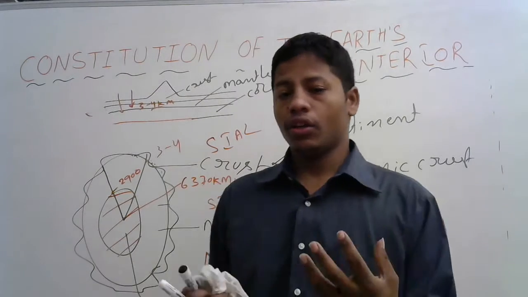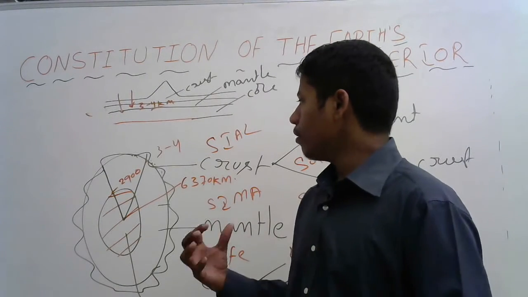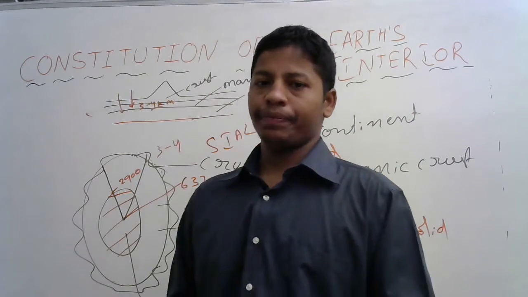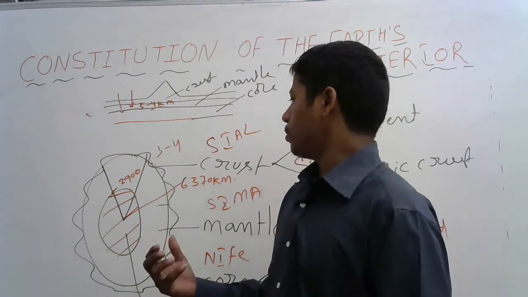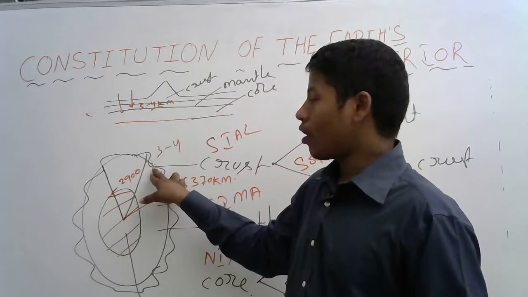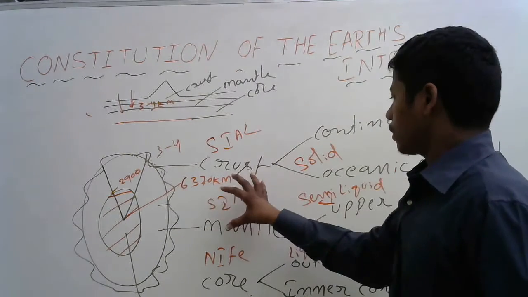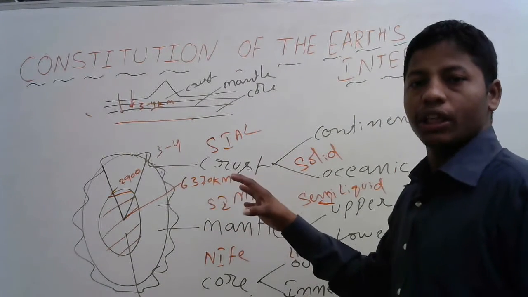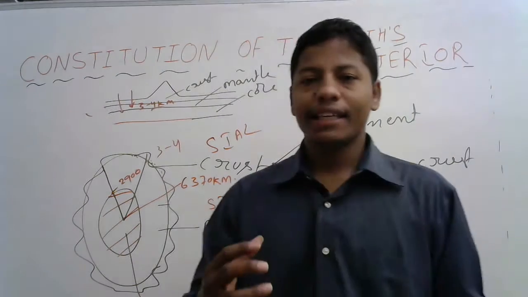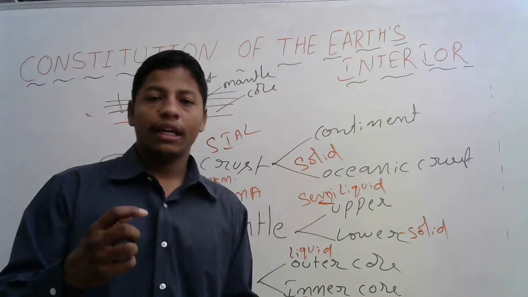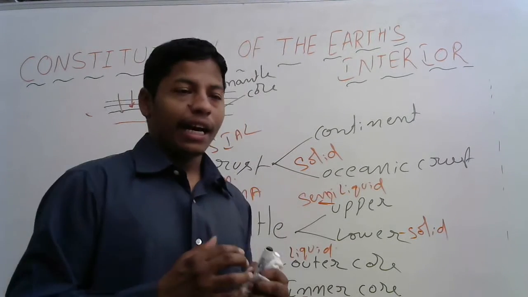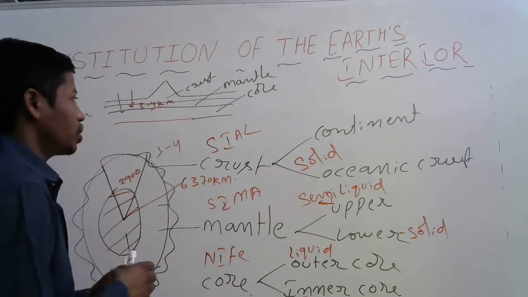How can we know? What are the basic evidences to support the earth structure? What are the evidences? So friends, we can't dig directly more than 3 to 4 kilometers into the earth interior. How is it possible to know the chemical composition and nature of the state of the different layers? So we discuss the basic evidences to predict the earth structure.